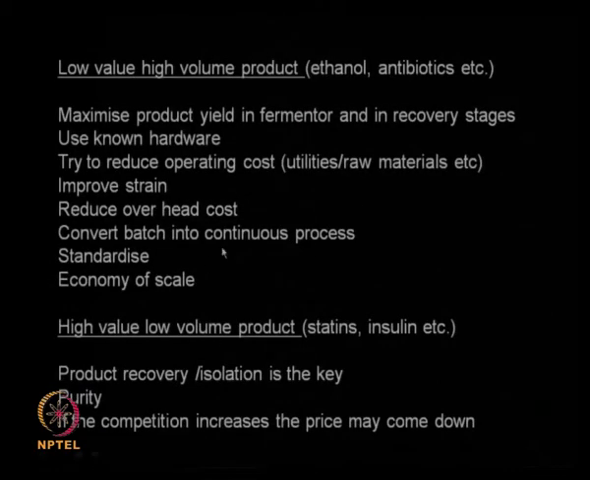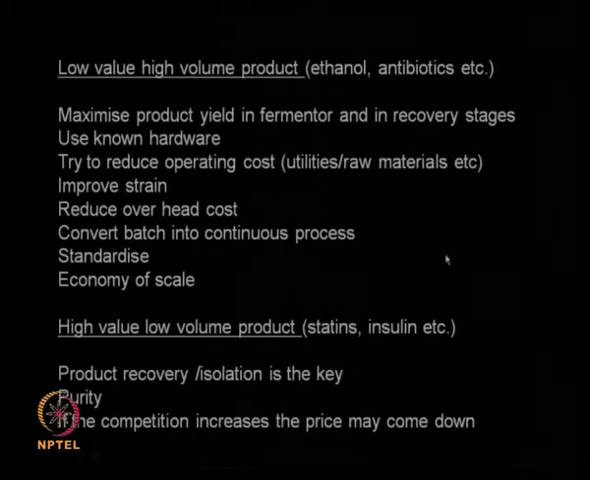There are 2 types of products which are manufactured in bioprocess engineering. One is called the low value high volume product, that means the selling price is low but you make a large amount of product. The other one is called the high value low volume product, that means the selling price is very high but you make only a little amount of product. So low value high volume products are like ethanol: you make large quantities of ethanol but the cost of ethanol is cheap. Same thing, nowadays many antibiotics are made in large volume, and the cost is very cheap. All this penicillin and different types of penicillins are all made in large volume.